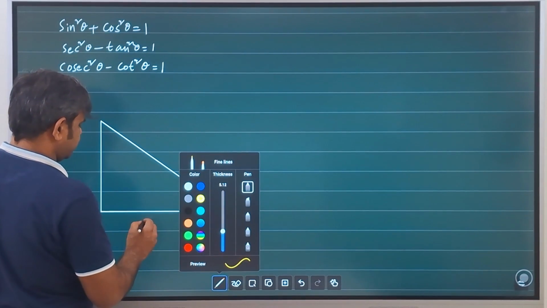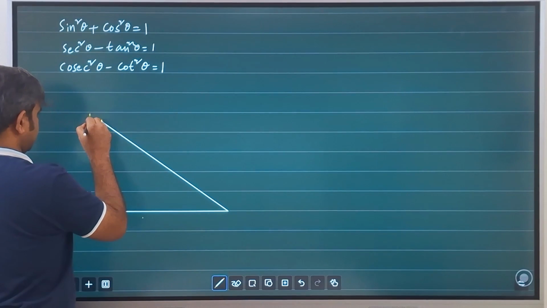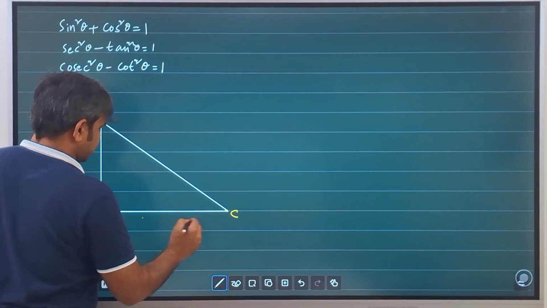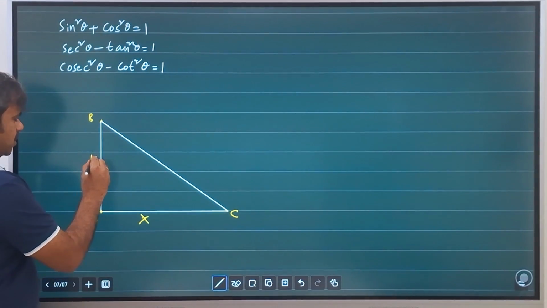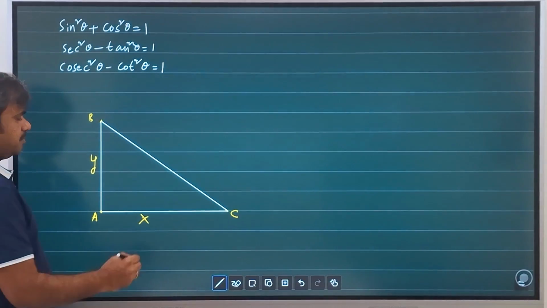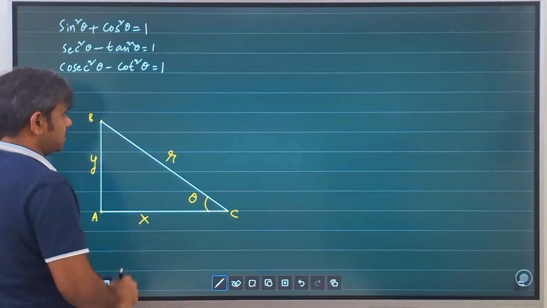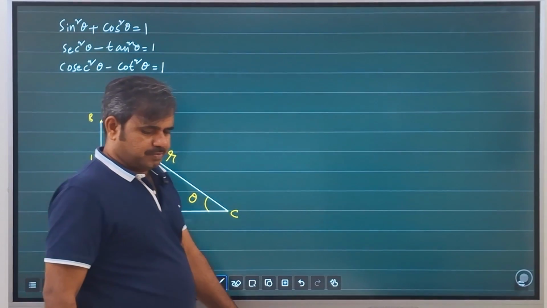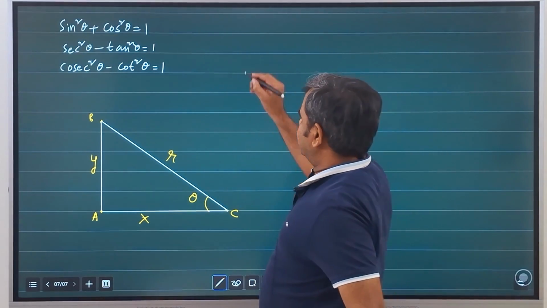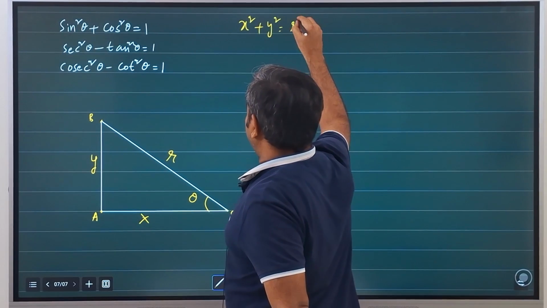Look at the horizontal side. Let me call this AC. Horizontal side is AC or X, base of the triangle. Vertical side of the triangle is Y. The hypotenuse is R. This angle, let's say, is theta. Now these three identities follow from the fact that x square plus y square is equal to r square.